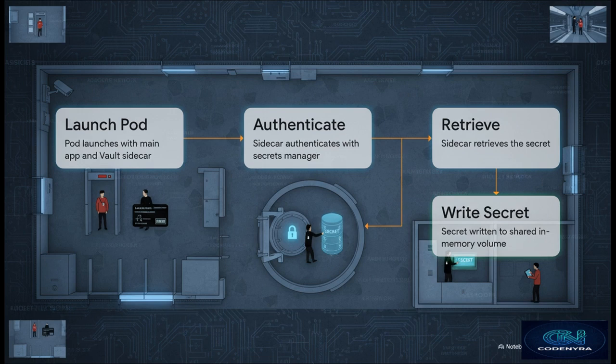So a pod launches with 2 containers, your main application and a sidecar container. This sidecar independently authenticates with the external vault, it retrieves the sensitive payload, and then writes it to a temporary, shared in-memory volume. Your main app just reads the secret locally. It's completely oblivious to the complex, highly secure delivery process happening right outside its doors.